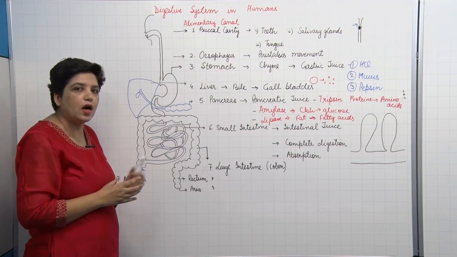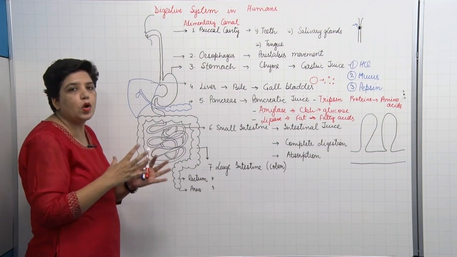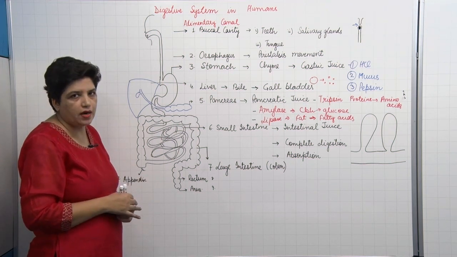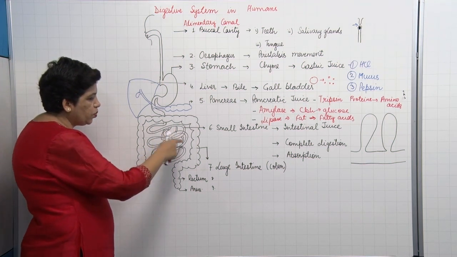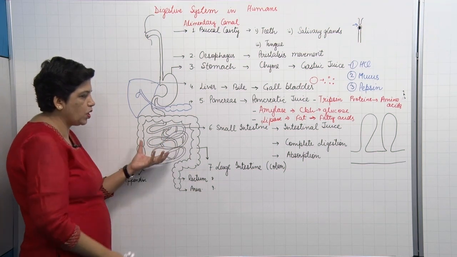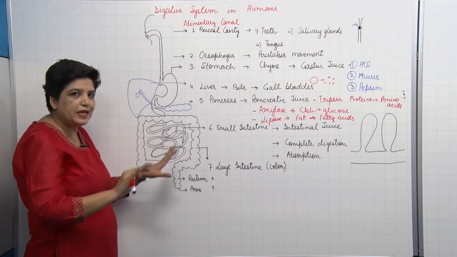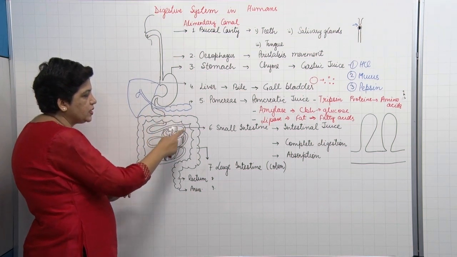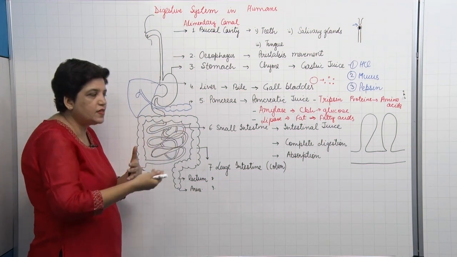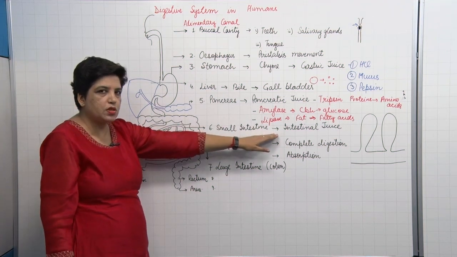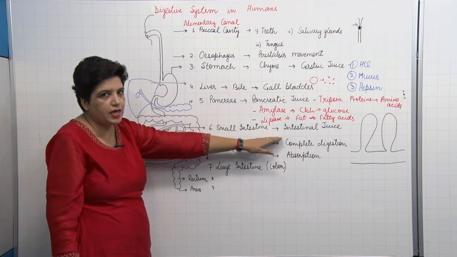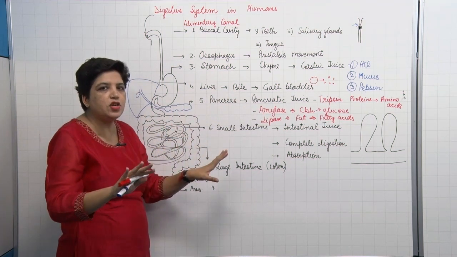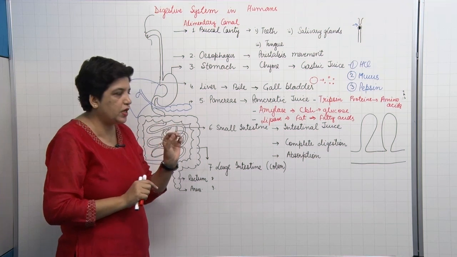It is longer in herbivorous animals because a lot of cellulose has to be digested, and it is shorter in carnivorous animals. So as food passes through this small intestine, it is being completely digested through bile, through pancreatic juices, and the intestines themselves secrete intestinal juices which also contain digestive enzymes. So by the action of all these enzymes, food is completely broken down into simple molecules.